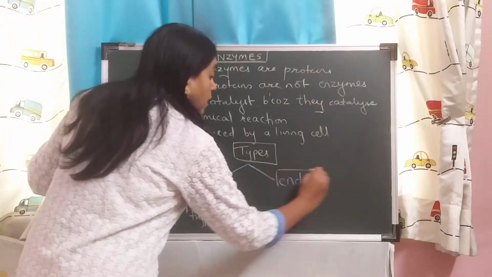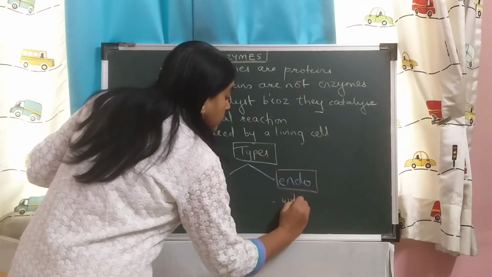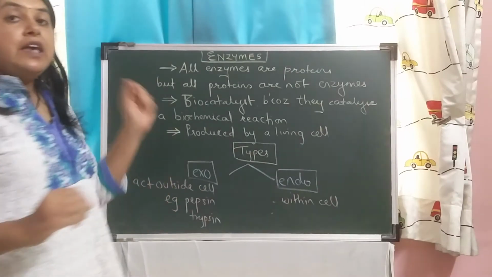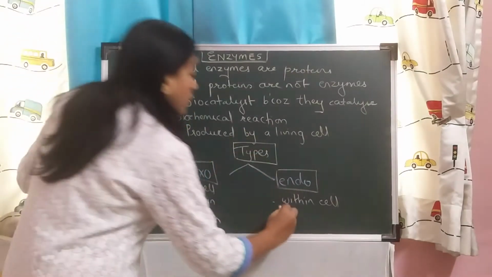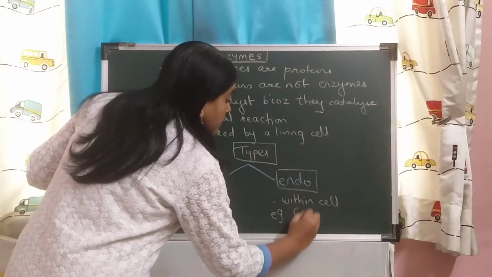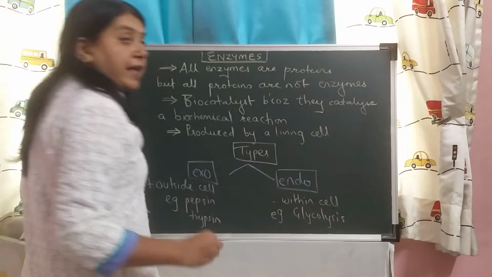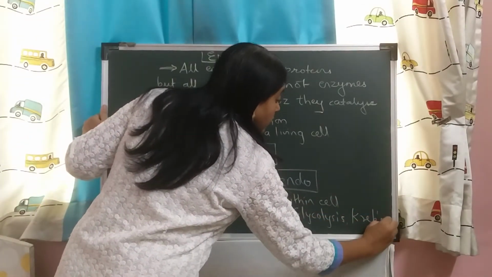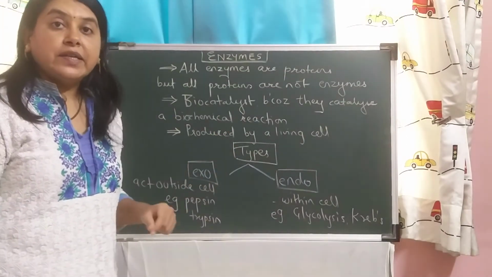Endoenzymes are the enzymes which can act within a cell. For example, we have learned the enzymes of glycolysis and Krebs cycle. Example, enzymes of glycolysis and enzymes of the Krebs cycle. Okay, so these enzymes are called endoenzymes.